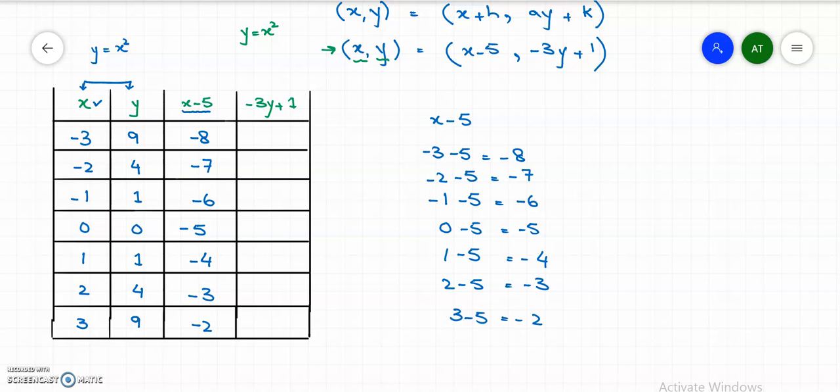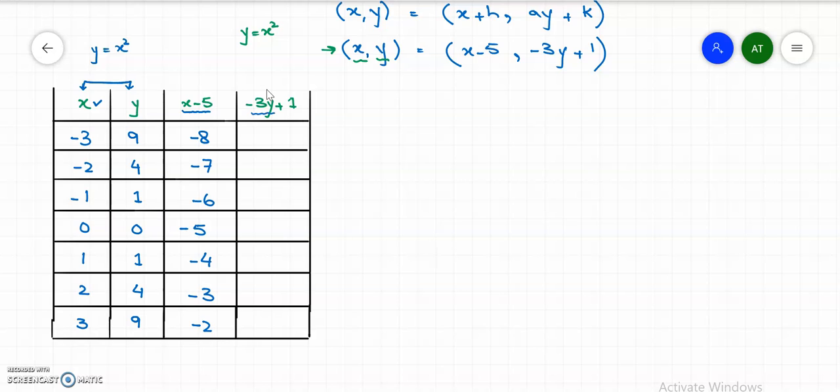Okay, we are done with the x minus 5 column. Now let's move to the last column. In the last column we have -3y plus 1, so we need to use the y column. The second column is the y column, plugging the y values in one by one to get -3y plus 1.